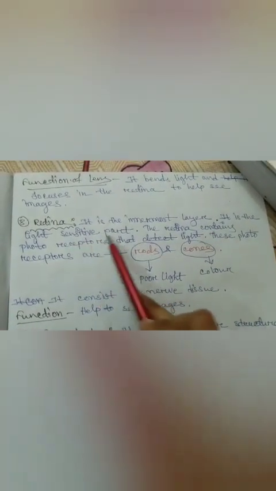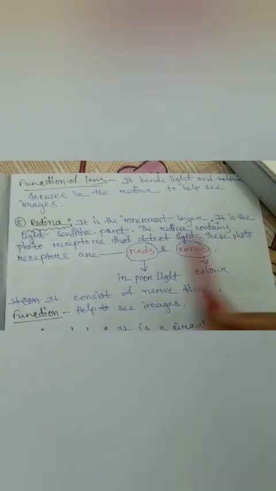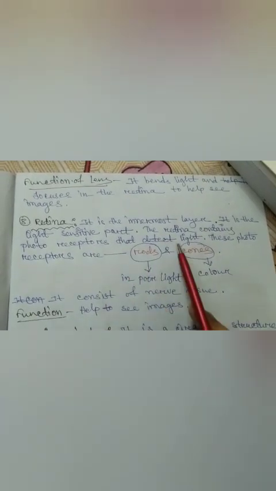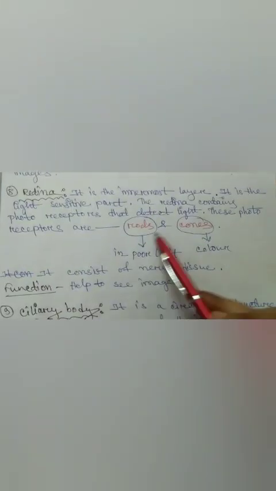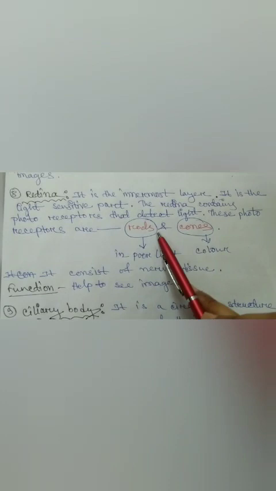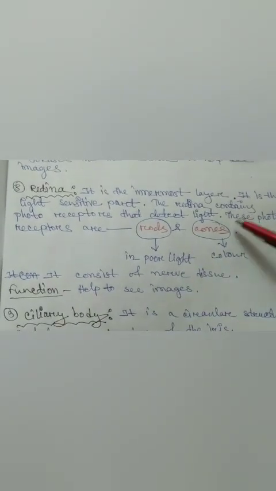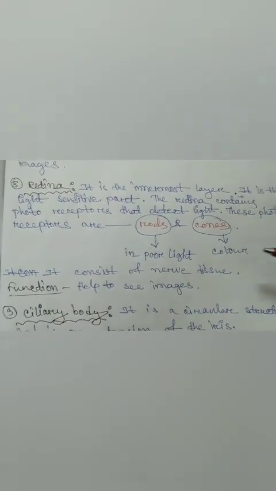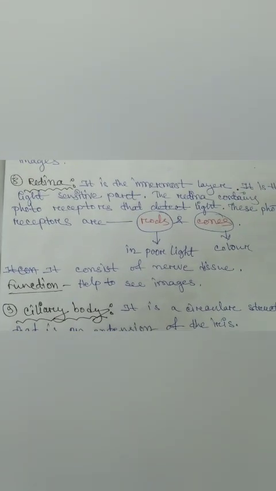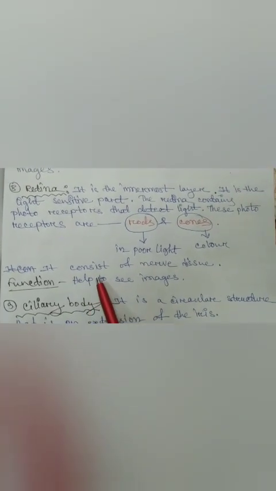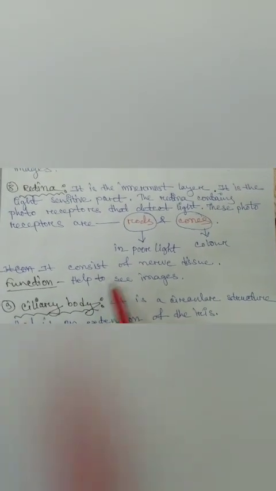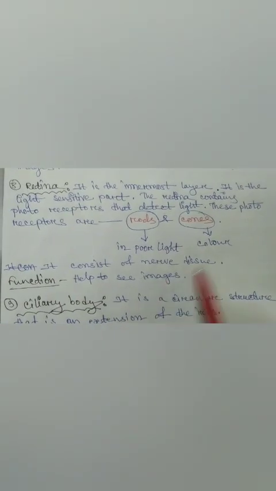Then retina. It is the innermost layer. It is also the light sensitive part. The retina contains photoreceptors that detect the light. These photoreceptors are the rod cells and the cone cells. The rods help us to see in poor light, and the cones help us to detect color. The function of the retina is mainly to help us to see the images.